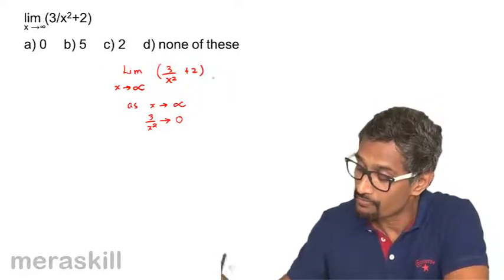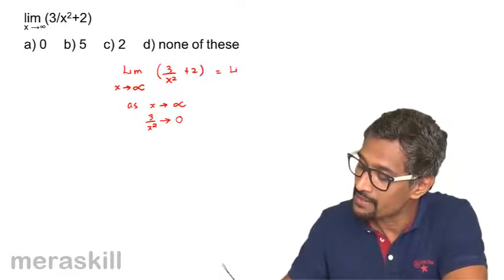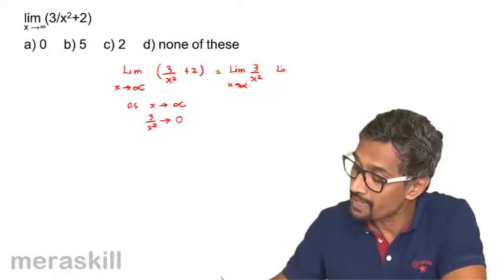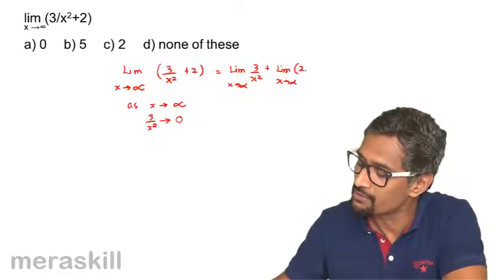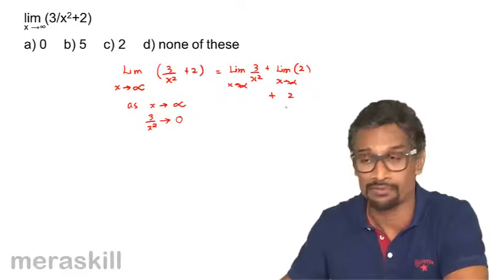So we find that we can write the limit as x tends to infinity as the limit of 3 by x squared as x tends to infinity, plus the limit of 2 as x tends to infinity. Now this is a constant function, so the limit will remain 2 whatever be the value of x.